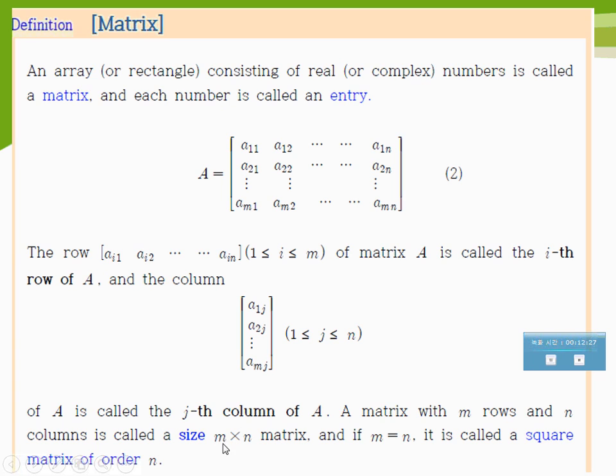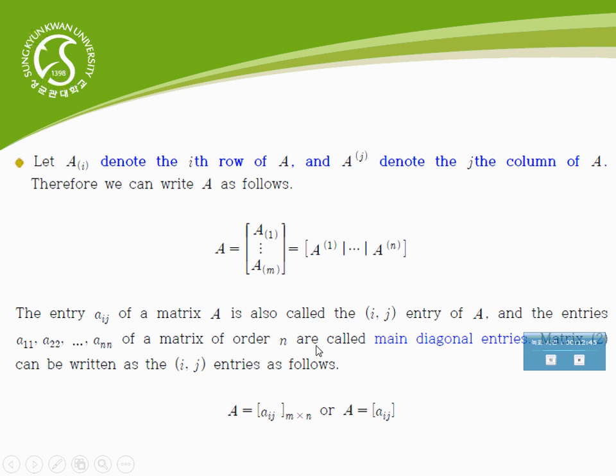Okay. If we have m by n entries in here, then we call the size of this matrix m by n. Okay, and if m is equal to n, then we call this matrix a square matrix of order n. And A_i denotes the ith row of A, and A^j is denoted the jth column of A.